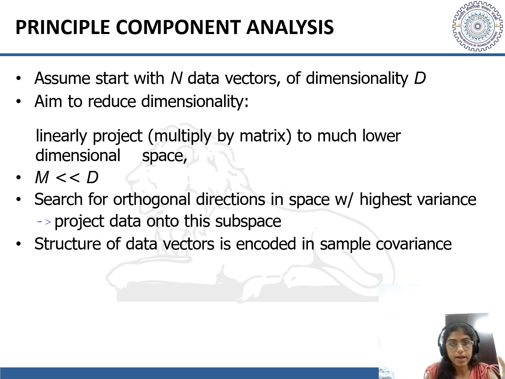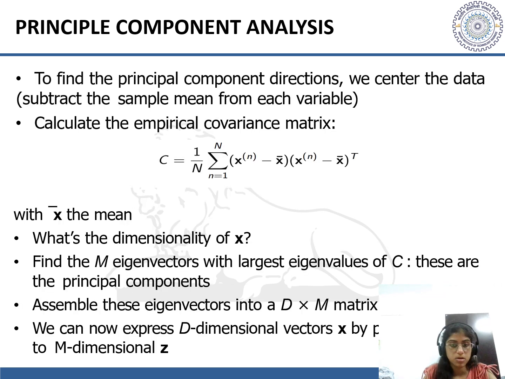The structure of the data vectors is a sample covariance. The covariance matrix is formed in the PCA. Now we are finding the covariance matrix from the principal component directions. So how do we do that? We can do that by considering, like, I want an empirical covariance matrix. This is formed by centering the matrix and making it a zero mean matrix.